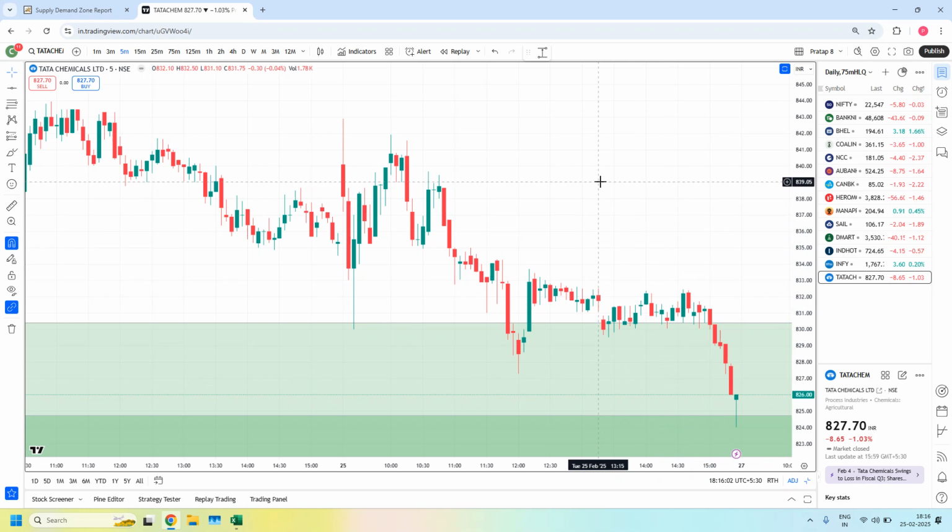So this is about high liquidity zones. Hope this information will be useful to you.